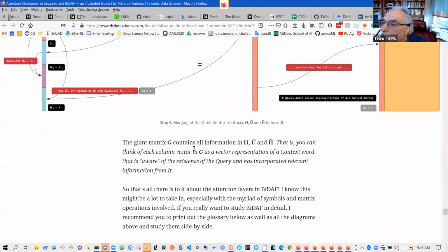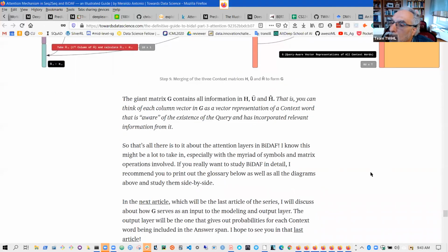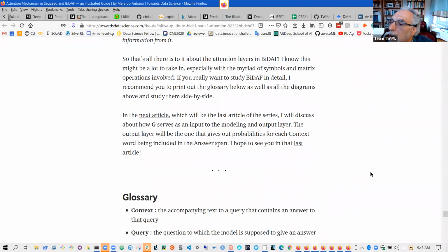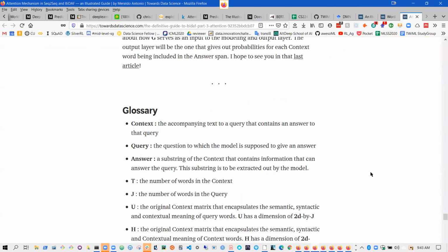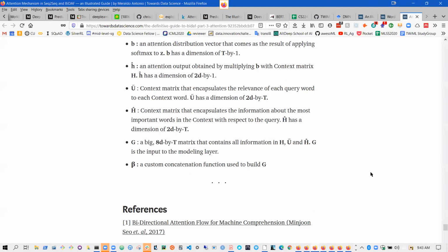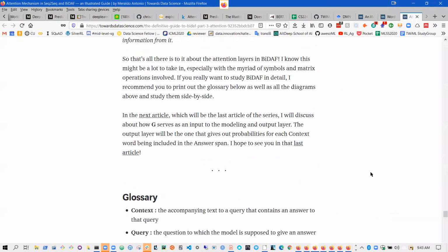The giant matrix G contains all information in H, U tilde, and H hat. That is, each column vector in G is a vector representation of a context word that is aware of the existence of the query and has incorporated relevant information about it. So that's that. And then you can go to the next article, which finalizes how you feed that into the model and get the output that you finally desire.